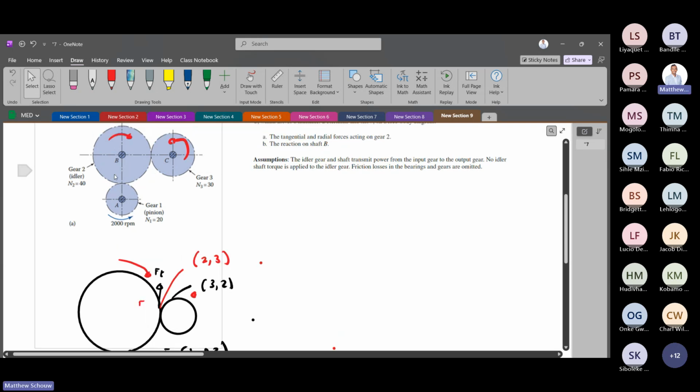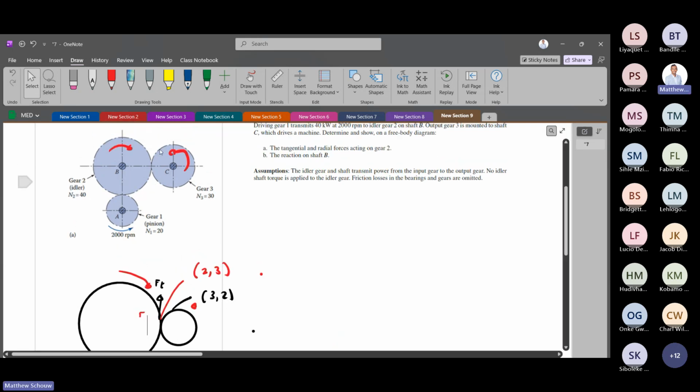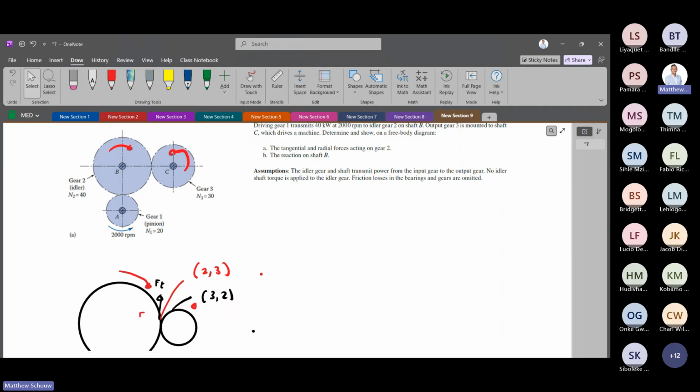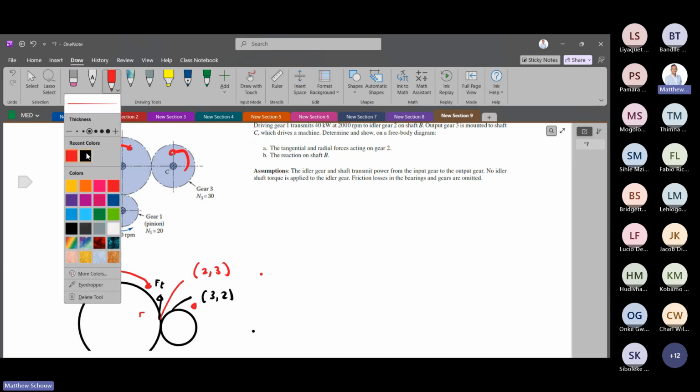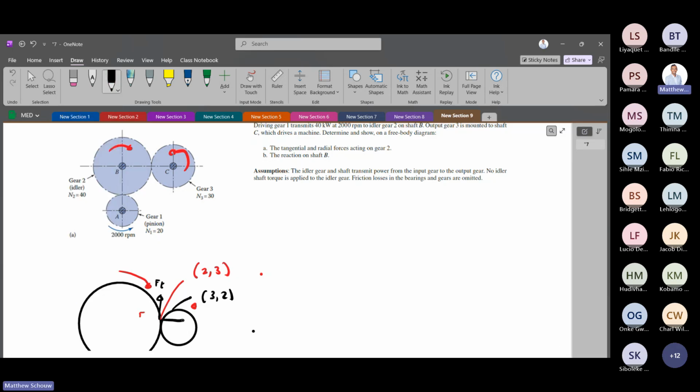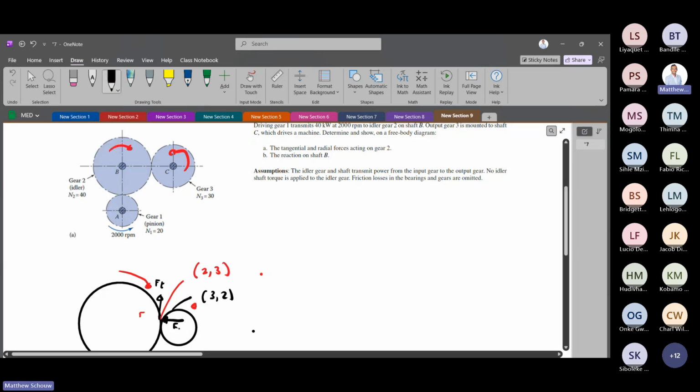So this one is going like this. This one is going like this. That one's going like that. Are these two going in the same direction? Yeah. As long as these two go in the same direction, that is correct. And then we have the radial force I'm missing over here. Okay. So cool, I think we have this now.